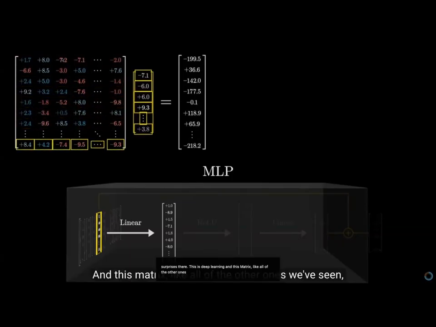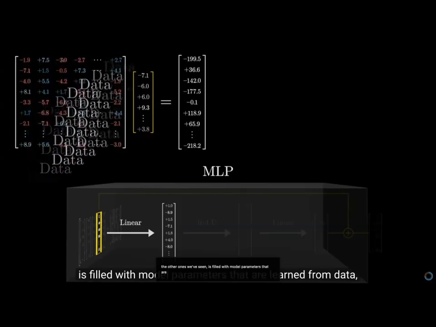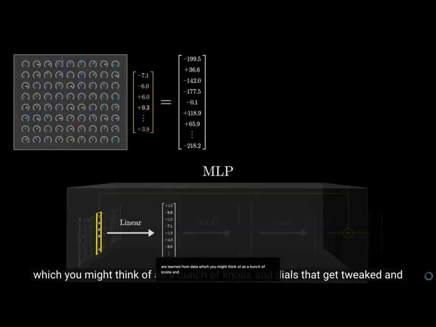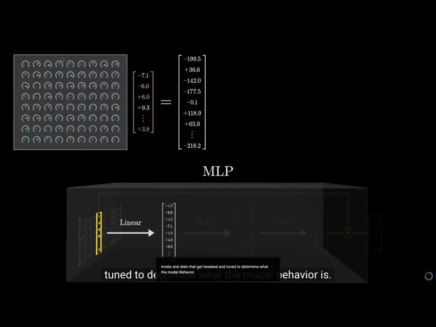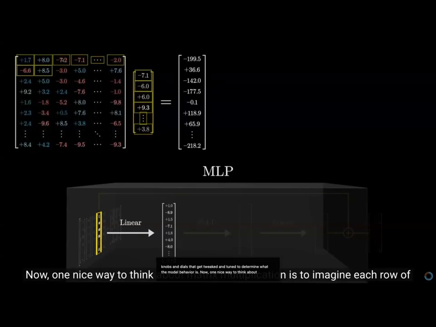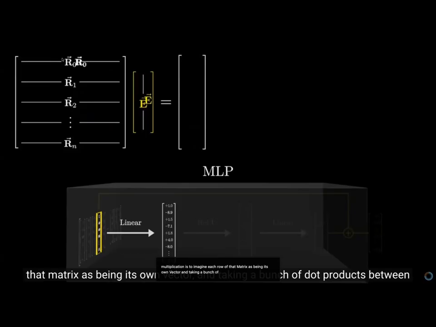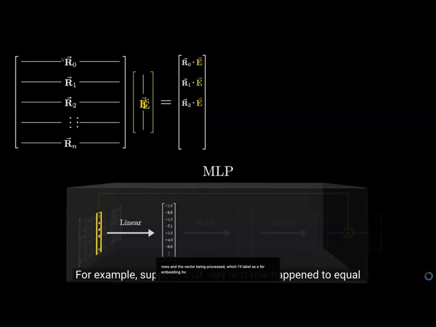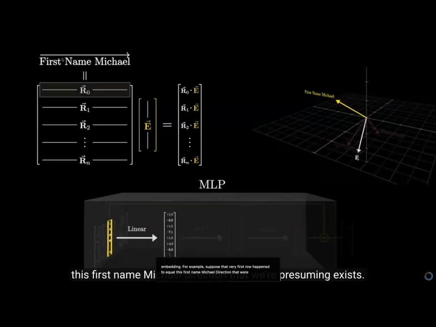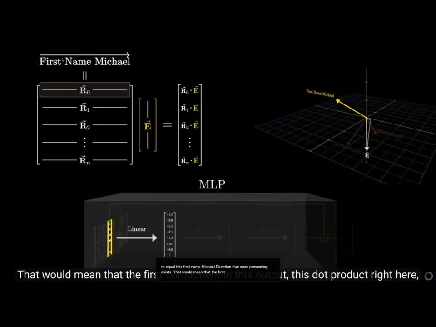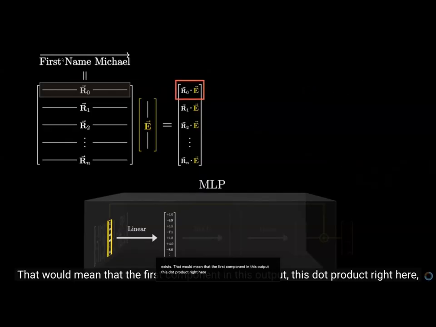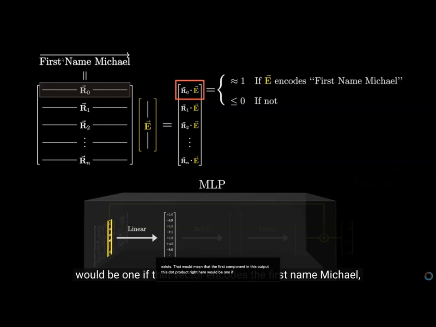And this matrix, like all of the other ones we've seen, is filled with model parameters that are learned from data, which you might think of as a bunch of knobs and dials that get tweaked and tuned to determine what the model behavior is. Now, one nice way to think about matrix multiplication is to imagine each row of that matrix as being its own vector and taking a bunch of dot products between those rows and the vector being processed, which I'll label as E for embedding. For example, suppose that very first row happened to equal this first name Michael direction that we're presuming exists. That would mean that the first component in this output, this dot product right here, would be 1 if that vector encodes the first name Michael, and 0 or negative otherwise.